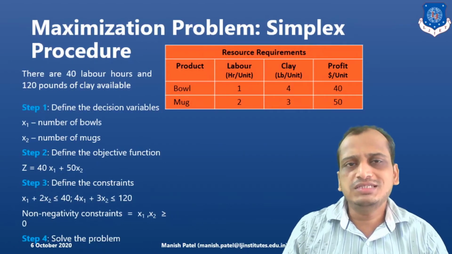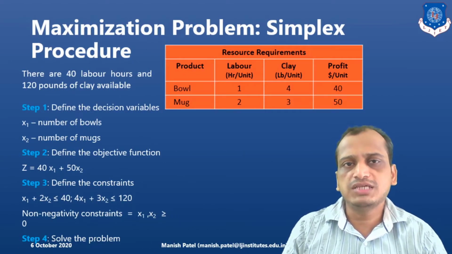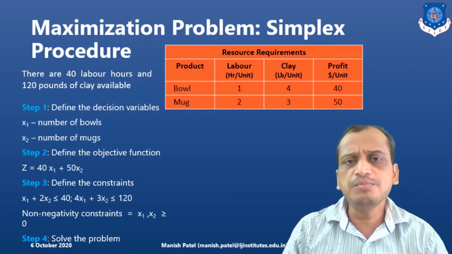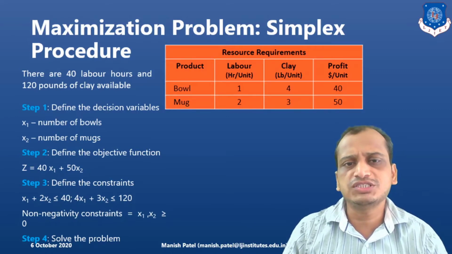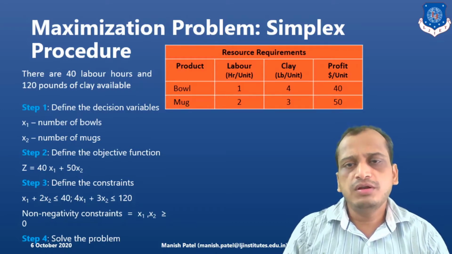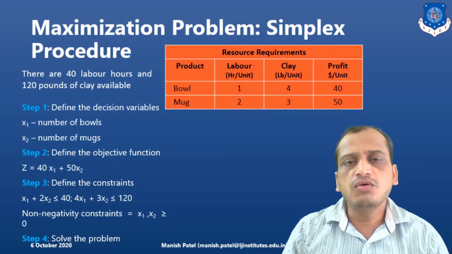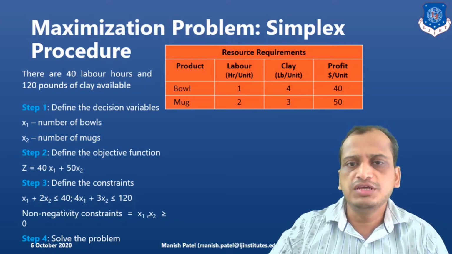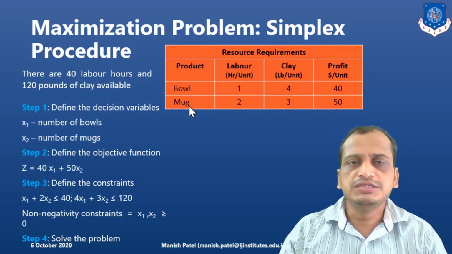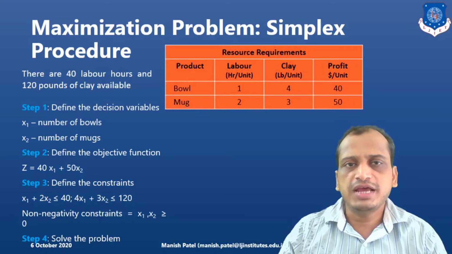Now let's see an example. Let's try to solve an example based on the simplex method. Here the company has 40 labor hours, that is the constraint, and 120 pounds of clay available. Two constraints are there, and bowls and mugs are the decision variables. The number of bowls and the number of mugs to be manufactured are the decision variables, so x1 and x2 equal the number of bowls and the number of mugs.